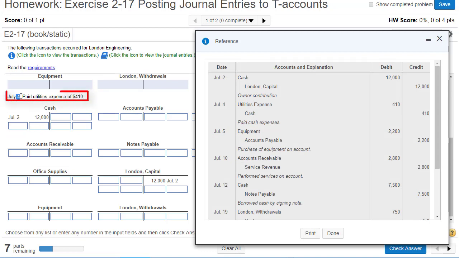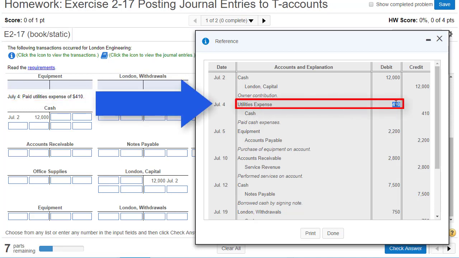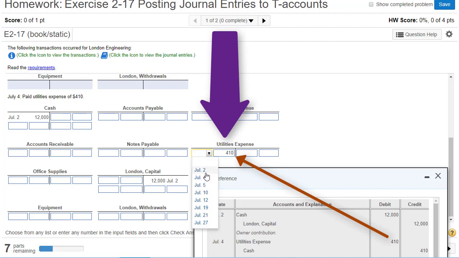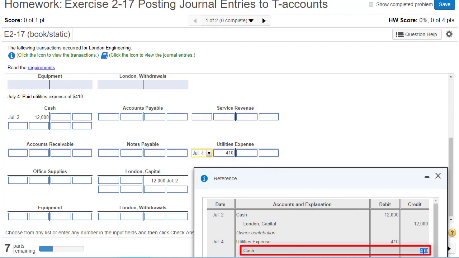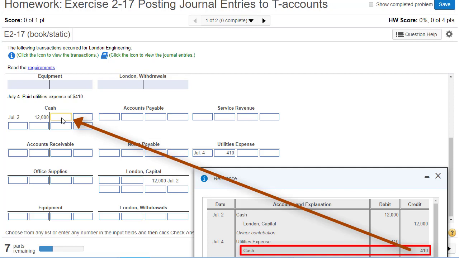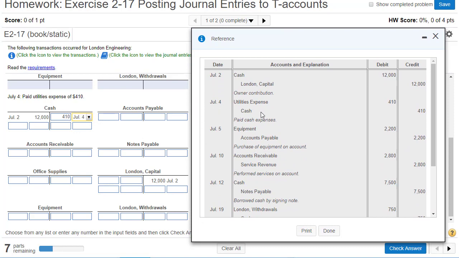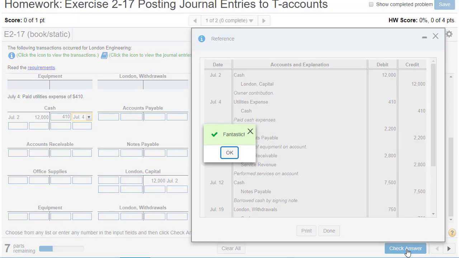And it reminds you the next transaction is the July 4th transaction. So on July 4th, we have utilities expense on the left side, the debit side. So I'm going to find utilities expense and post or copy that $410 to the left side using the July 4th date. And then the next part of that transaction is we have a $410 credit to cash. So I'm going to go up here to cash. I'm going to post $410 using July 4th. So we're done with the July 4th transaction. We check our answer.